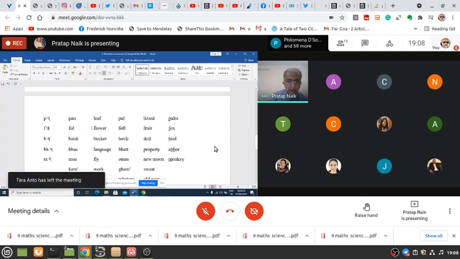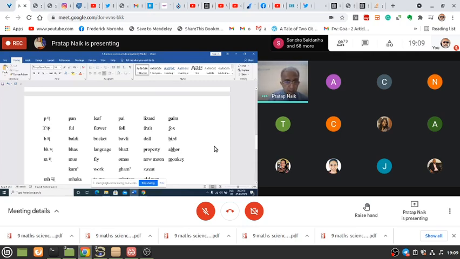Fool. Flower. Furl. Fruit. This sound, those who know Marathi cannot pronounce. They say pool. It is not pool, it is fool. Most of the Indian languages do not have this sound. Hindi has this sound, like saaf. This sound for us has come from Persian and from Portuguese sources. Mainly first it came from Persian.